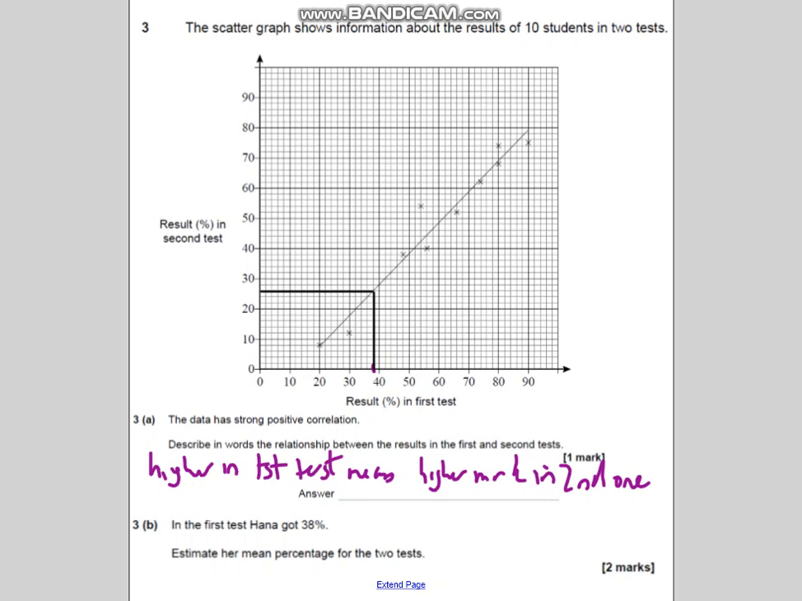We've got to find the mean in the two tests. So we've got 38 plus 26, so that is 64. Now we just have to halve that because we've got two tests. So 64 divided by 2 means 32 for Hannah.